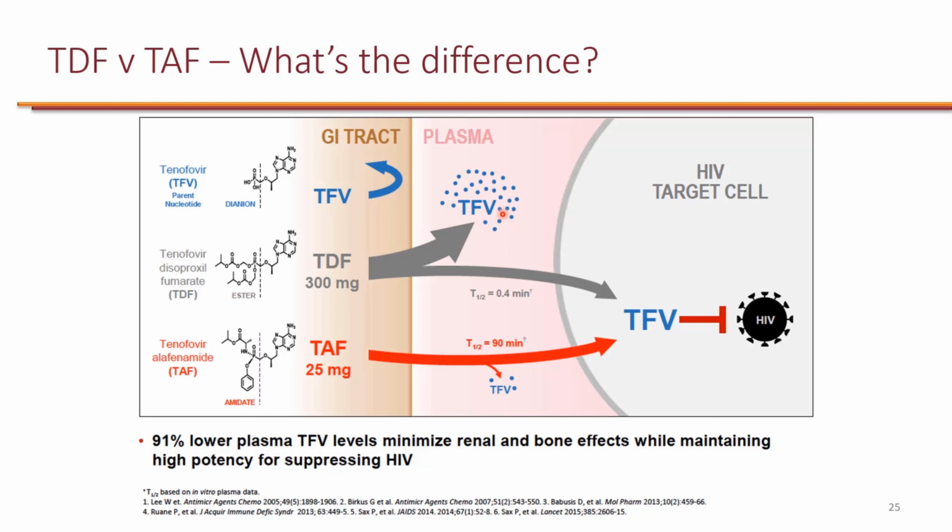So we came up with TAF, which is a different salt form. So it actually absorbs. So when you take this orally in the GI tract, it gets absorbed. Now the majority of this goes into the target cell, so you get the same amount in the CD4 where you actually need it, and then a tiny portion of it stays in the blood where it's going to go to the kidneys and the bones and cause some toxicity.